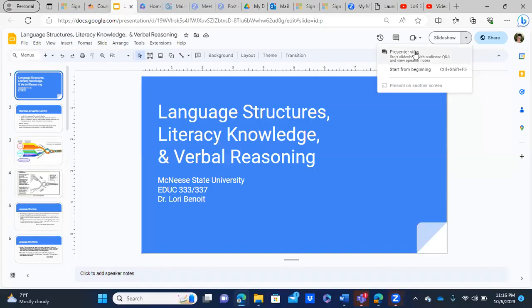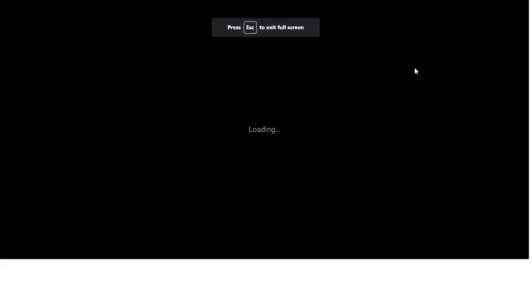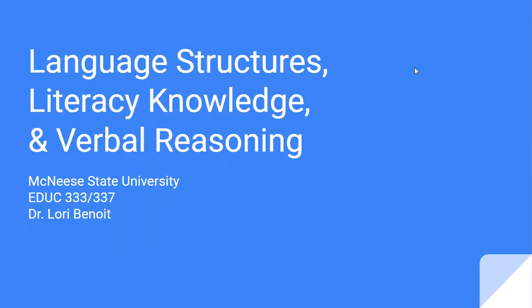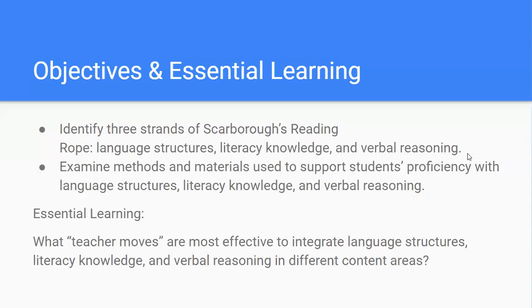I am Dr. Lori Benoit of McNeese State University, and we are going to jump into continuing our study of the science of reading, looking at the strands of Scarborough's reading rope. And today we're focusing on language structures, literacy knowledge, and verbal reasoning. So let's go ahead and jump in.